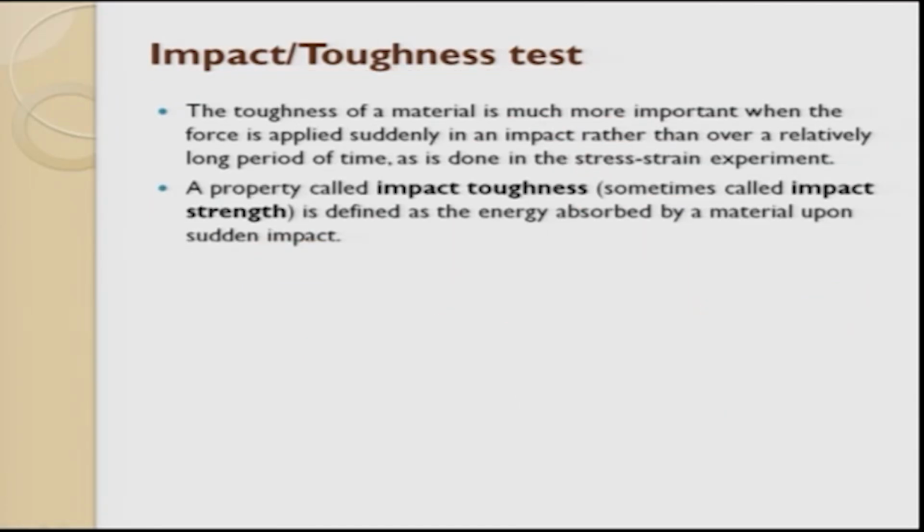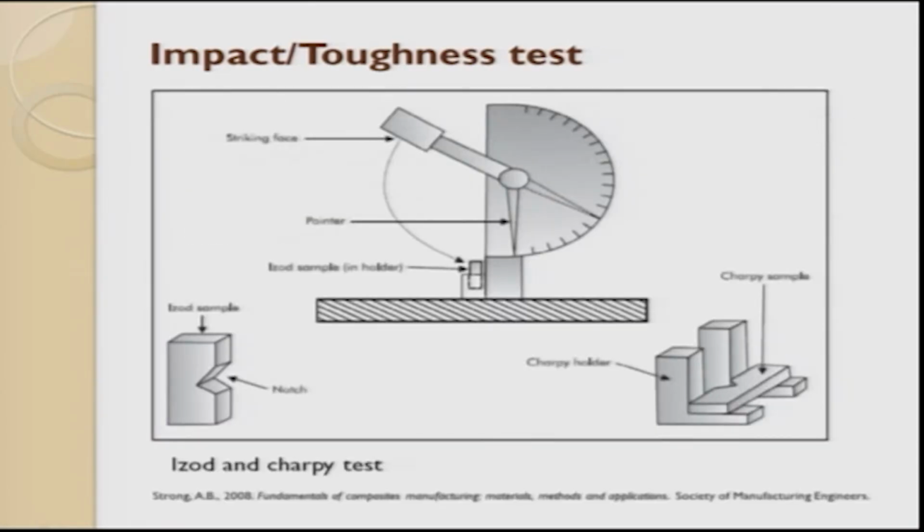So the toughness of a material is much more important when the forces are applied suddenly, that means to say impact load. I said in a chair, though people say compressive load is very important, many a times people sit with 30 kilos, 40 kilos, 50 kilos, they just sit with a very high velocity. So it is more of an impact rather than a compressive load, suddenly, rather than over a relatively long period of time, as it is done in the stress strain curve. So the property of impact toughness, sometimes called impact strength, is a very important test to be carried out, and with this we try to get this data.